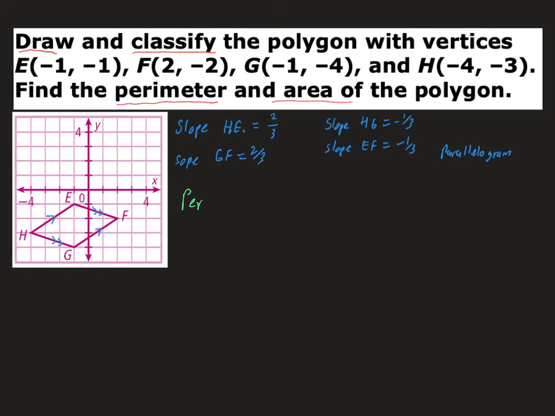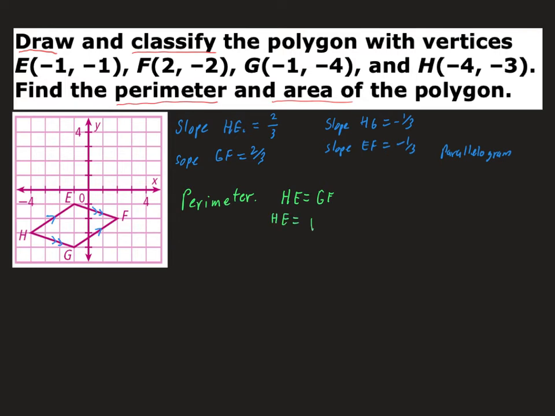All right, so now we're going to do the perimeter here. And to do that, we need to know the distance between each of the vertices. So I am going to use the distance formula to help me with this. So I also know that the distance HE is equal to GF, and that is because it is a parallelogram.